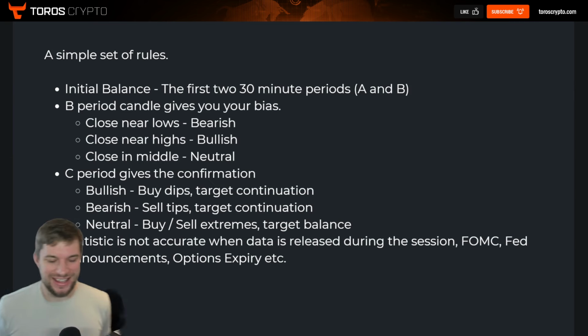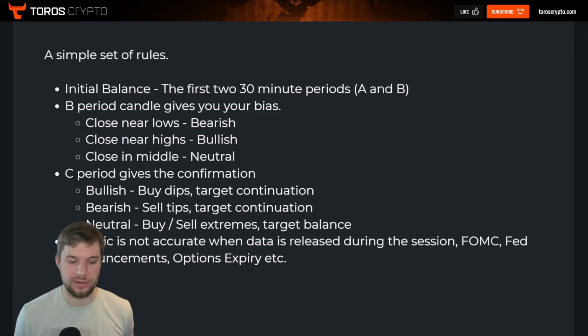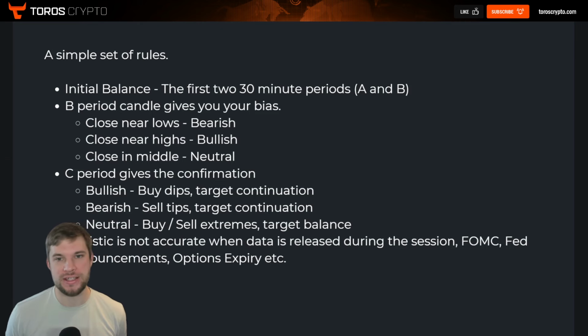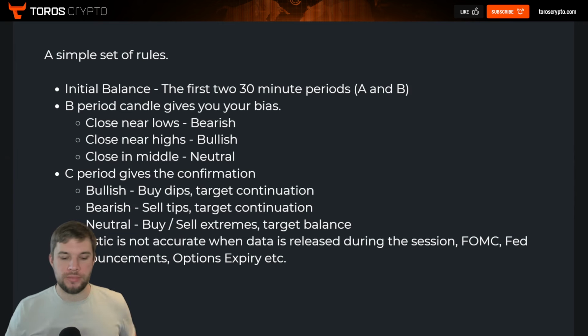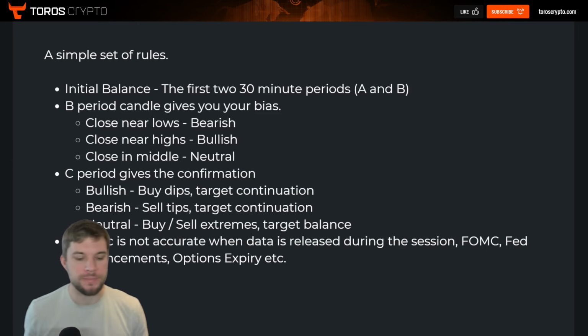And then if it is neutral, so if the initial balance is closing around the middle, you're looking to buy and sell extremes, like a swing fader pattern at the top, or you take the bottom, and then you're targeting the midpoint. You're targeting balance, so that can be a point of control, it can be a VWAP, it can be the EQ, the midpoint.